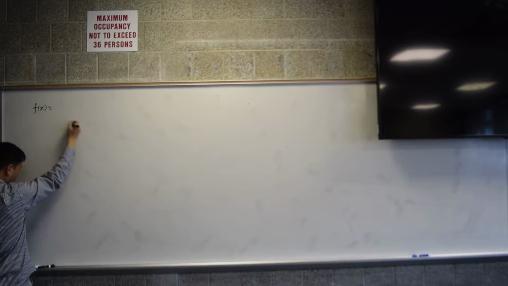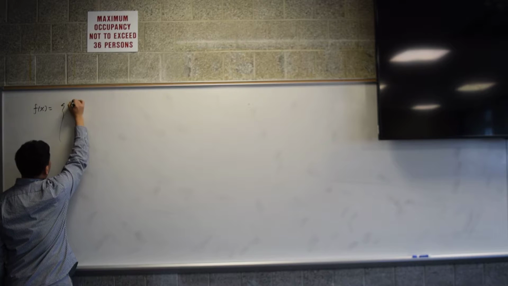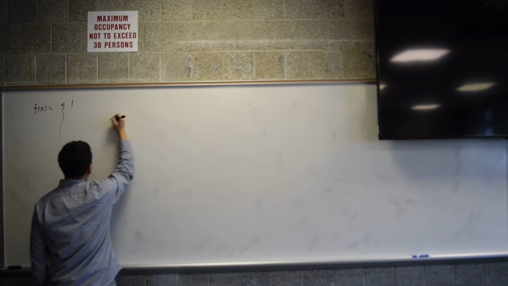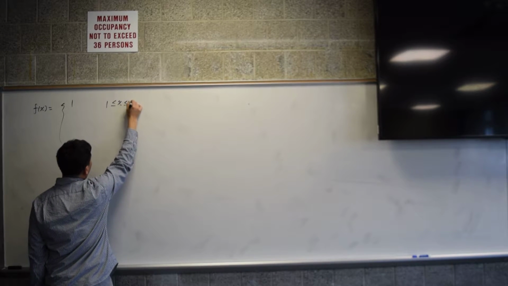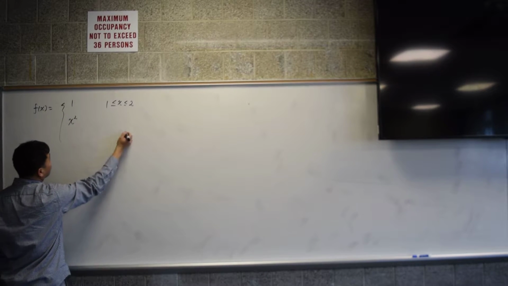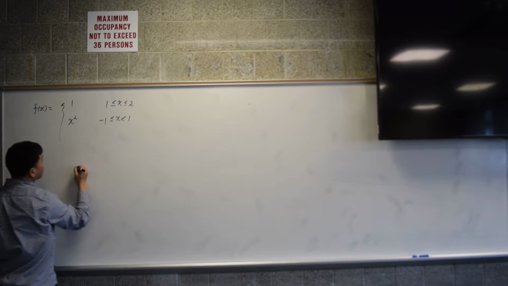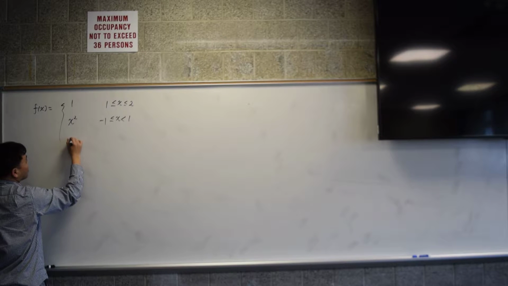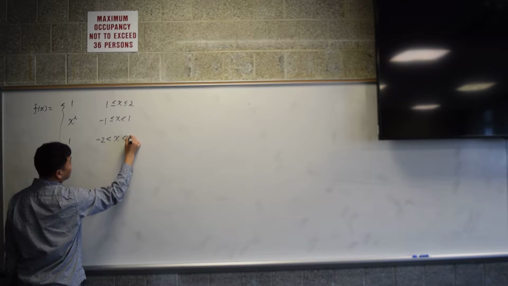Let me start with another example. Let's say you have f of x equal to the following. It's 1 for x between 1 to 2. And then it's x squared for x between -1 to 1. And then it's again 1 for x between -2 to -1.